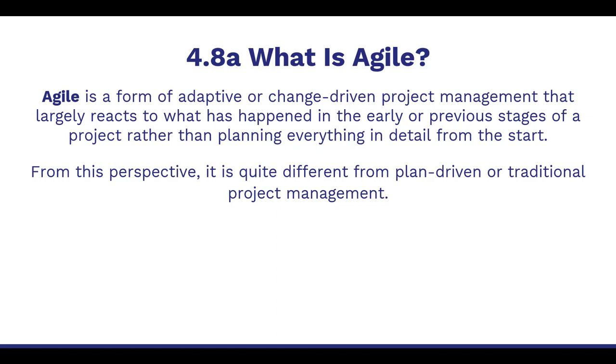So Agile is a form of adaptive or change-driven project management that largely reacts to what has happened in the early or previous stages of a project rather than planning everything in detail from the start. From this perspective, it is quite different from plan-driven or traditional project management. And please take a note on that last sentence. It is different from plan-driven or traditional project management, and it seems to be the preferred method for technology projects these days.